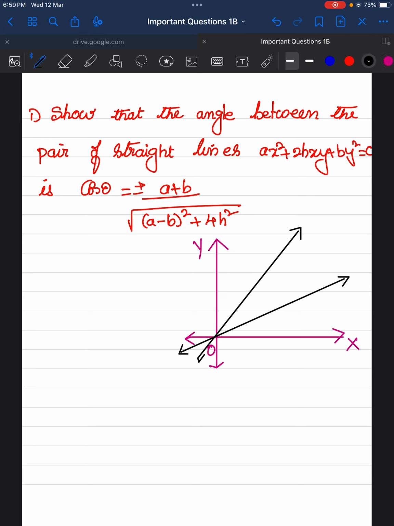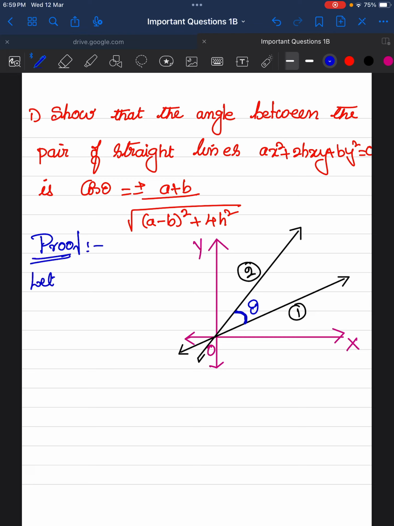These are two lines we have taken, 1 and 2. Show that the angle between the pair of straight lines is cos theta. So what is angle between pair of lines? This is the angle. So here I am taking it as theta. Now I need to prove this. Proof I am writing. We need to consider a pair of lines, means you are taking two lines.